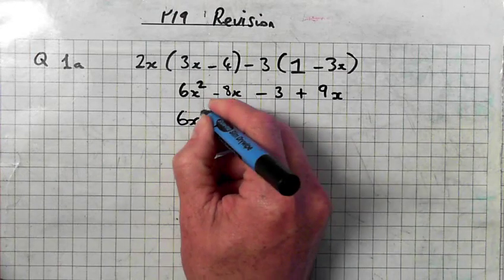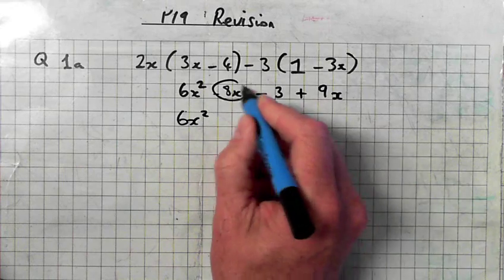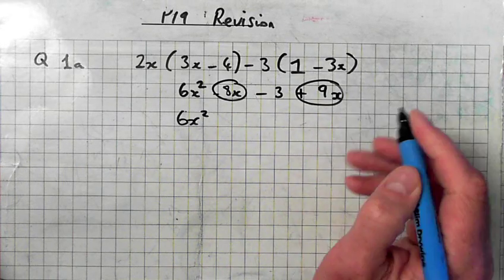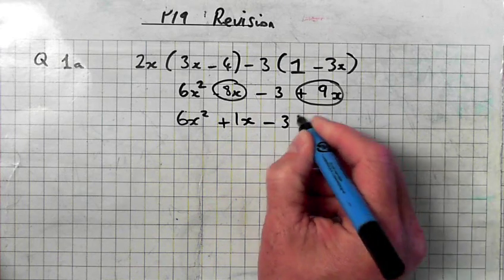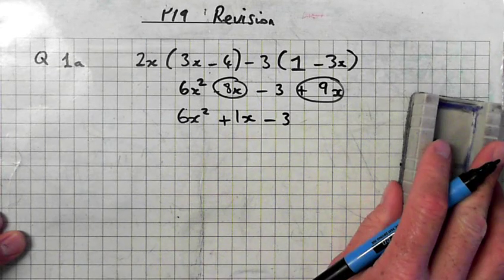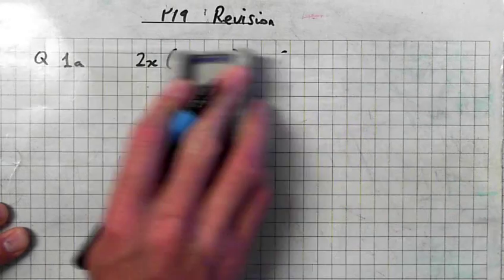So the 6x squared, there's no more x squareds. Minus 8x plus 9x, so 9 minus 8, 1x. And now we have minus 3. That's part A. And part B.